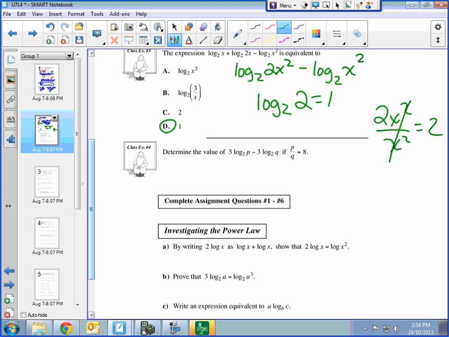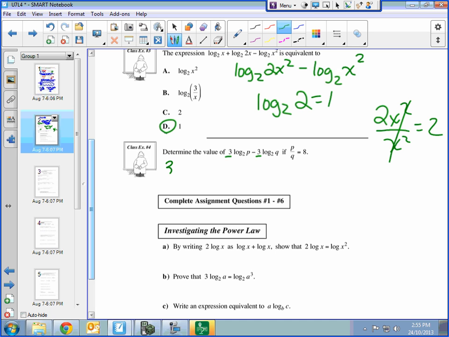Okay, we're going to do class example 4, and then we will have a work period, a work 25 minutes. So I have 3 log of p base 2 minus 3 log of q base 2, if p divided by q equals 8. The biggest thing here, you see how they both have this 3 in front? So they both have a 3 as a coefficient. We can factor the 3 out. There's a good reason why we did rational numbers first, because we learned how to factor. So let's factor it out.